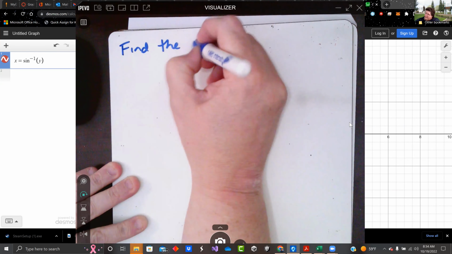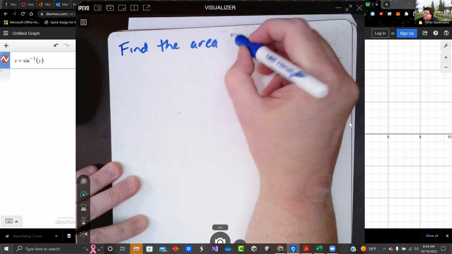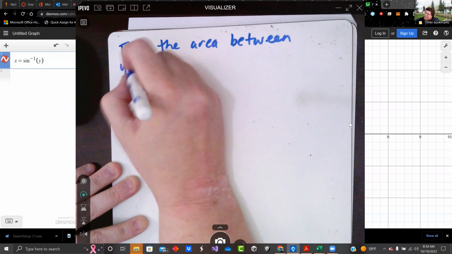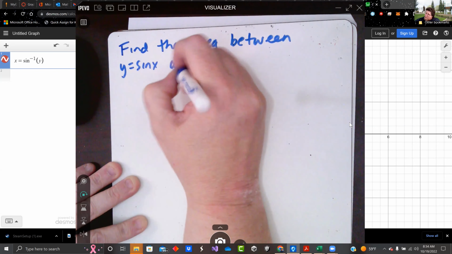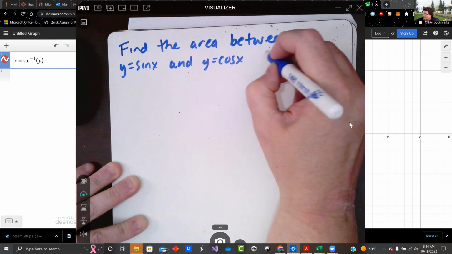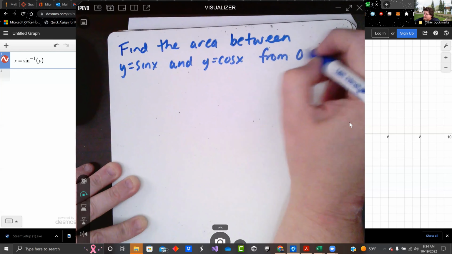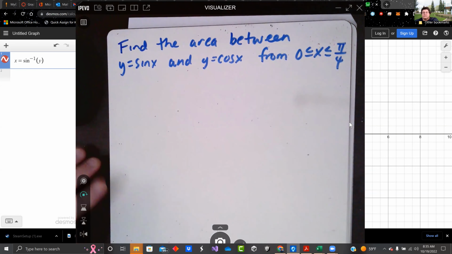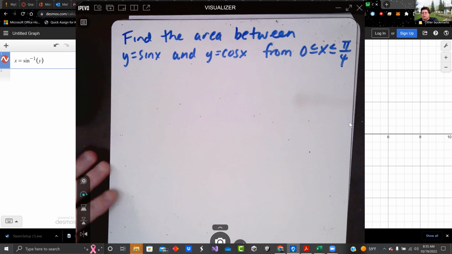Find the area between y equals sine x and y equals cosine x from 0 less than or equal to x less than or equal to pi over 4. This is a good old Calc 1 problem.